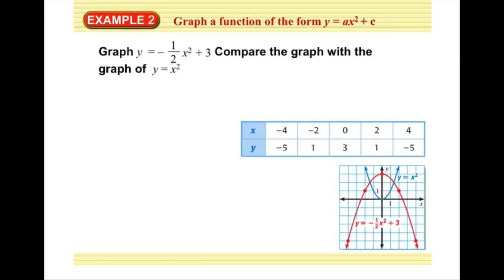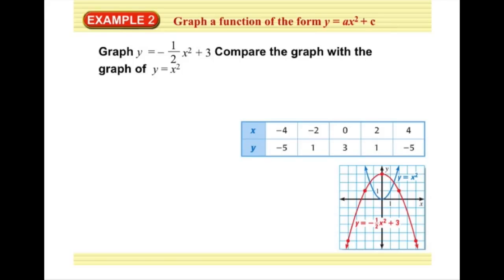Example number 2, graph y equals negative 1/2 x squared plus 3. Compare the graph with, again, our standard parabola y equals x squared. I have my data here for you, but I'd like to see your work. So go ahead and take a minute, pause, and go through that problem for me.